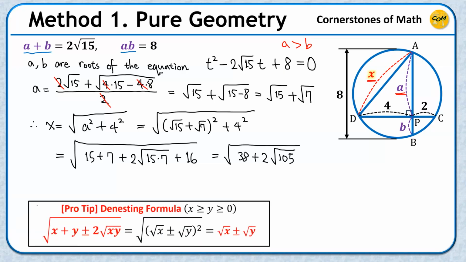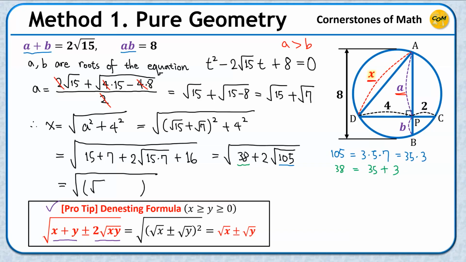We can actually denest this using the following denesting formula, which is applicable when the inside of the outermost radical is in x plus y plus or minus 2 times square root of xy form. Notice that 105 equals 3 times 5 times 7, hence it is 35 times 3, and 38 equals 35 plus 3. This means that the inner part is (square root of 35 plus square root of 3) squared, hence x is equal to square root of 35 plus square root of 3. And this is our final beautiful answer.